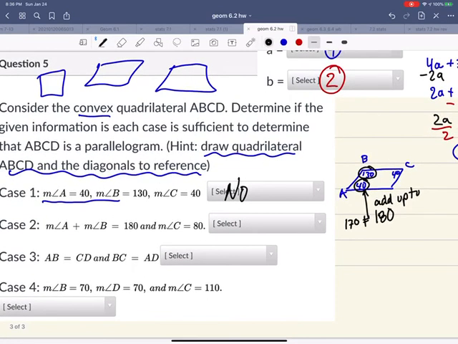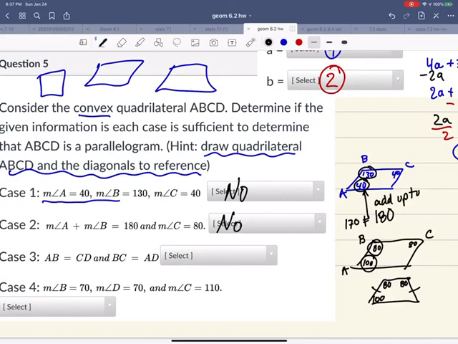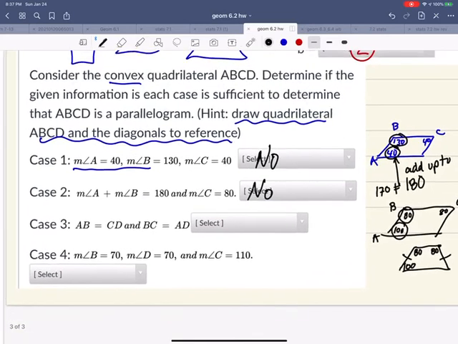Now let's look at case two. It says, we like this a little bit better. It says A and B add up to 180 and C is 80. Now the challenge here is I could have this, right? These two numbers add up to 180, and that's actually what an isosceles trapezoid looks like, where these both would be 80, and this could be 100. So notice, I'm going to have to say no, not necessarily, because I could draw something other than a parallelogram, and that would still be true.